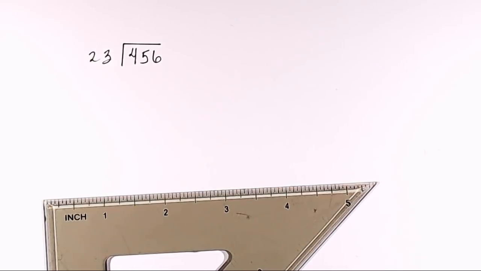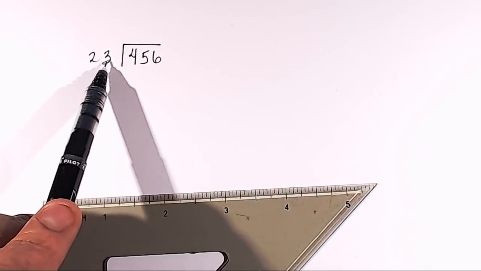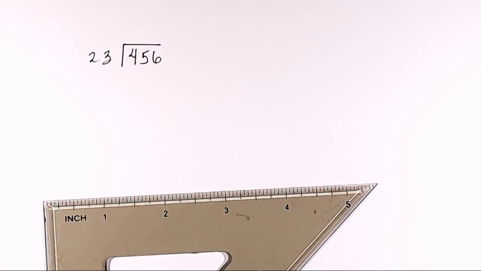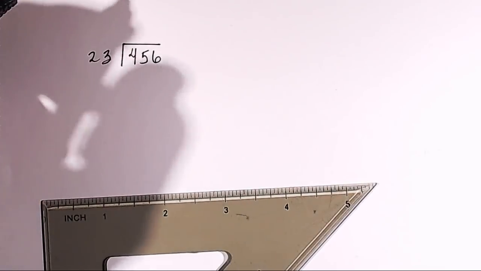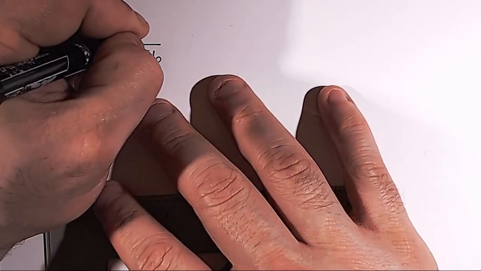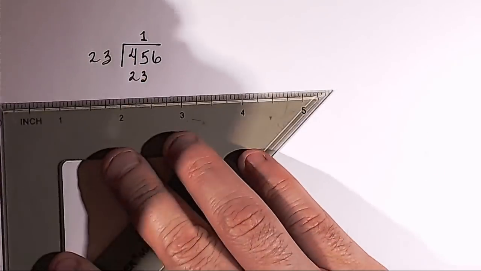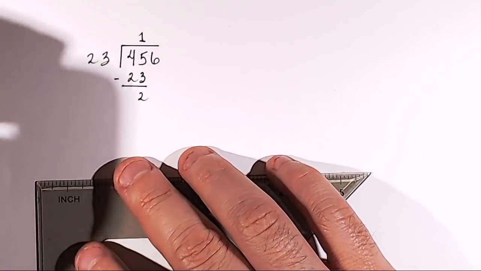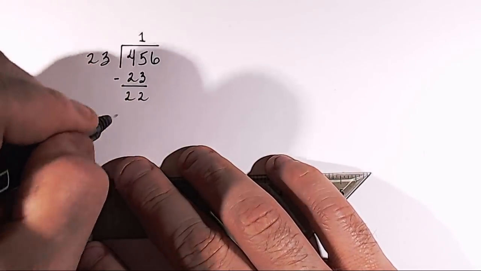So here's something to wonder about. How many times will 23 go into 4? No times. How many times will 23 go into 45? Well, I know it'll go in once, but will it go in twice? 23 times 2 is 46, so it will only go in one time. 1 times 23 is 23. And now I have to do this little subtraction. 5 minus 3 is 2. 4 minus 2 is 2. And I bring down the 6.